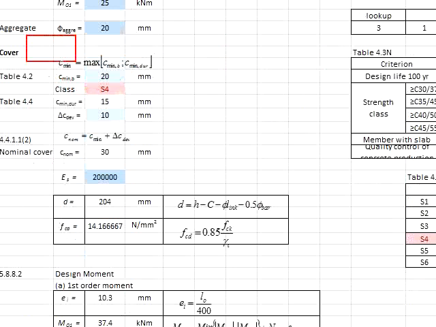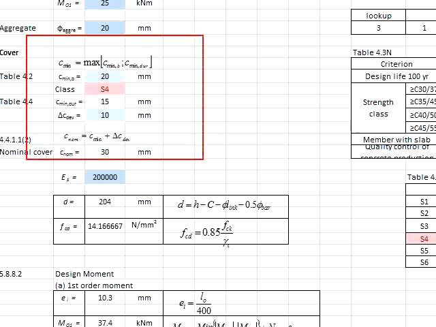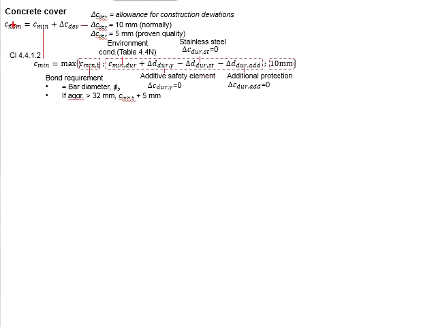First, you will need to determine the cover of the concrete. This is done by referring to this formula, where you have C min and the deviations for the construction's tolerance. This delta C deviation is equal to 10 mm, while the C min is governed by the bar diameter 20 mm, the exposure class, which you have to refer to table 4.4N, and also a minimum of 10 mm.